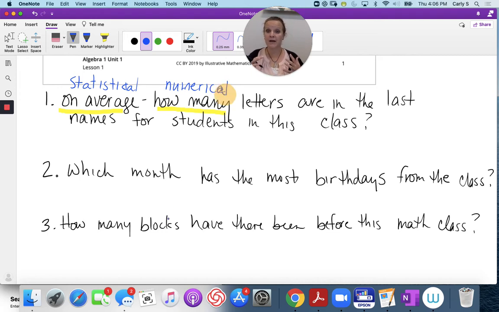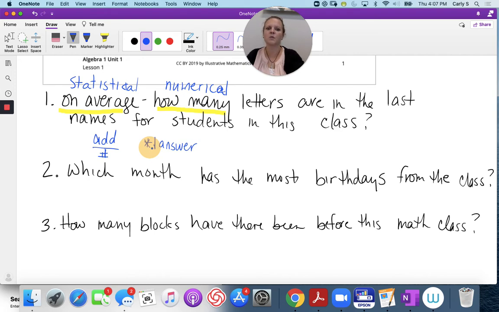Now, to answer this question, we would ask everybody in the room, how many letters are in your last name? And we would write that information down. There's a table in your classwork that we would gather all that information with. And then we would average that. We would add them all up and divide by the number of people, and we would get one answer. That would tell us, on average, how many letters in the last name for students in this class. So it's a statistical question, and it's a numerical question, and we would gather that data.